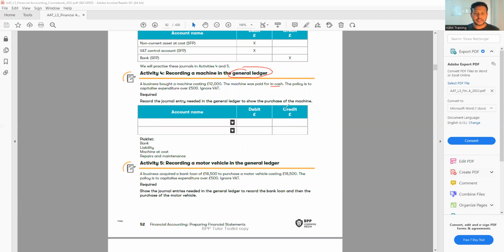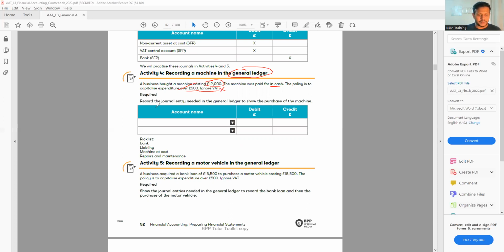The policy is to capitalize expenditure over 500. Ignore the VAT. So there is no VAT. And 12,000 is more than 500, so we can capitalize it. There is no problem for that. Record the journal entry needed in the general ledger to show purchase of the machine. So what is the journal entry you have to show when you purchase the machine?